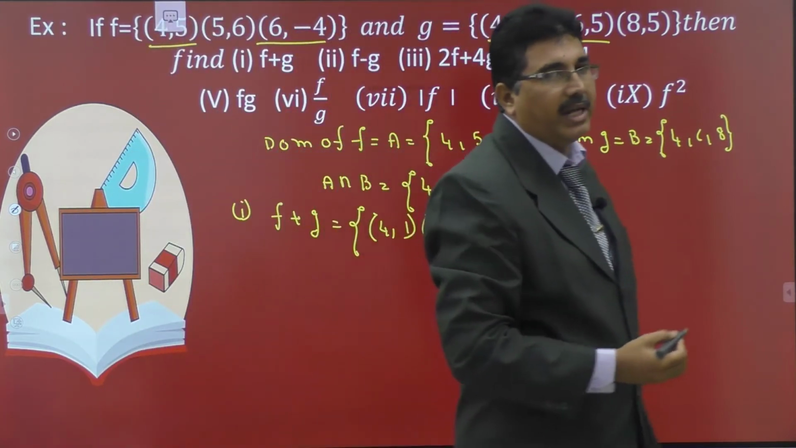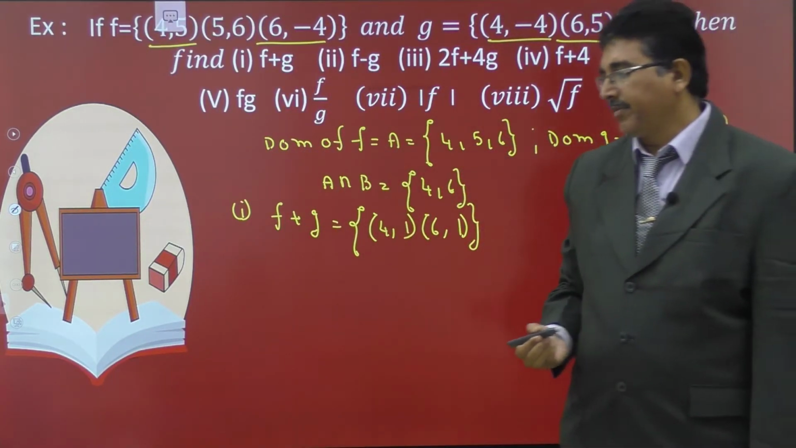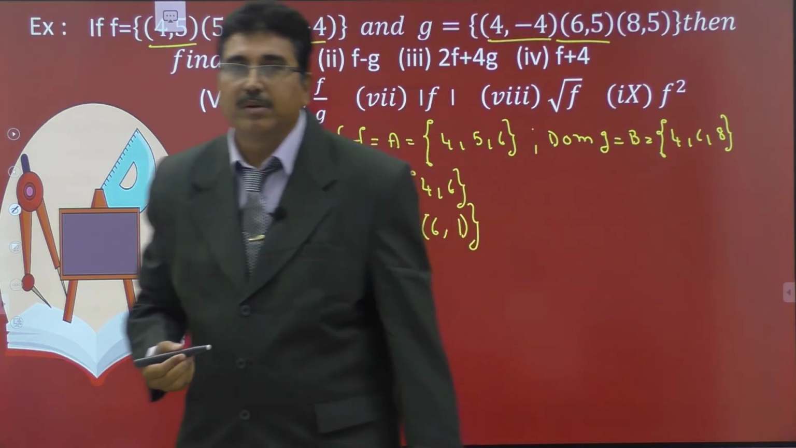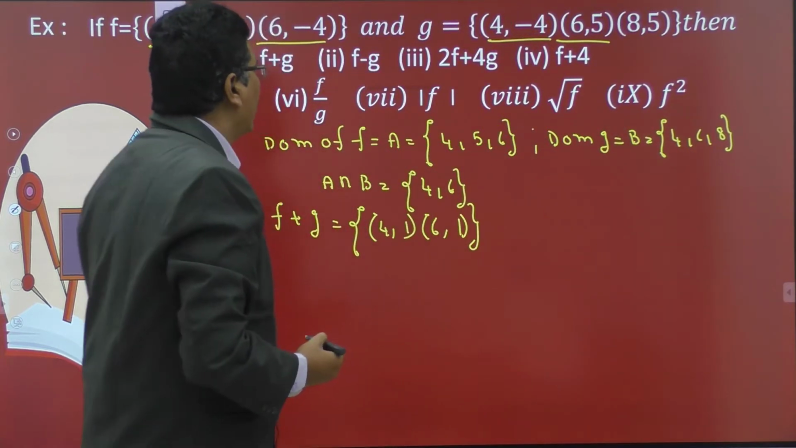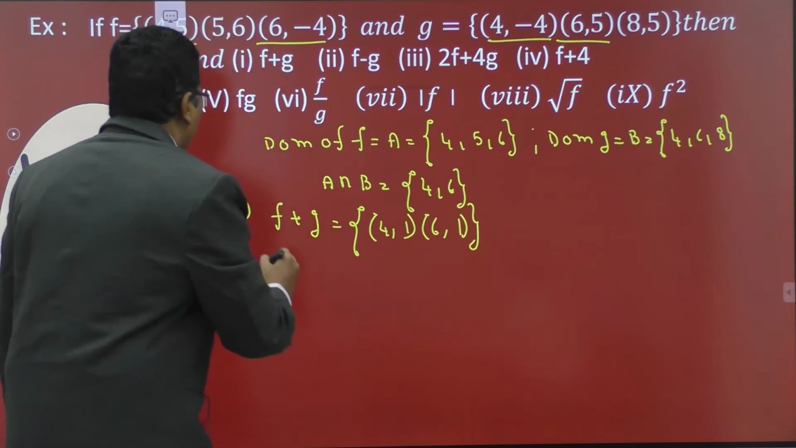Similarly, we can find f minus g. Now 2f plus 4g.